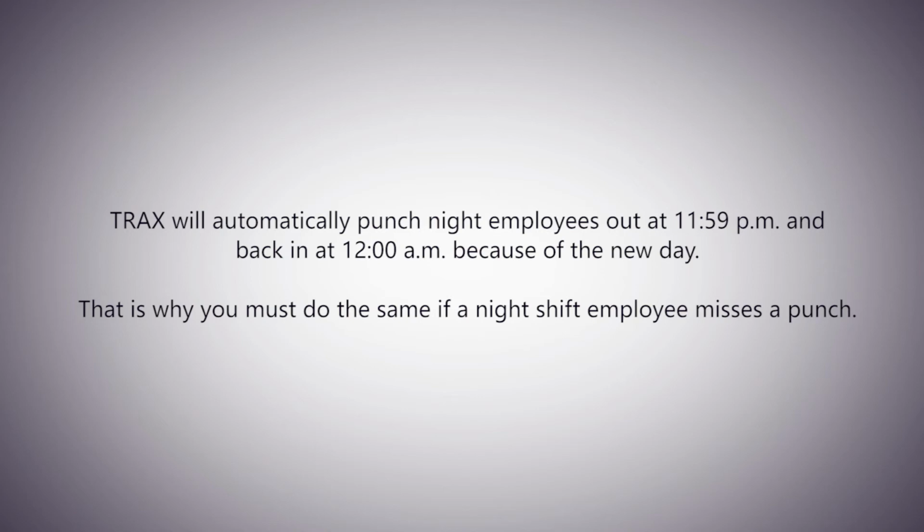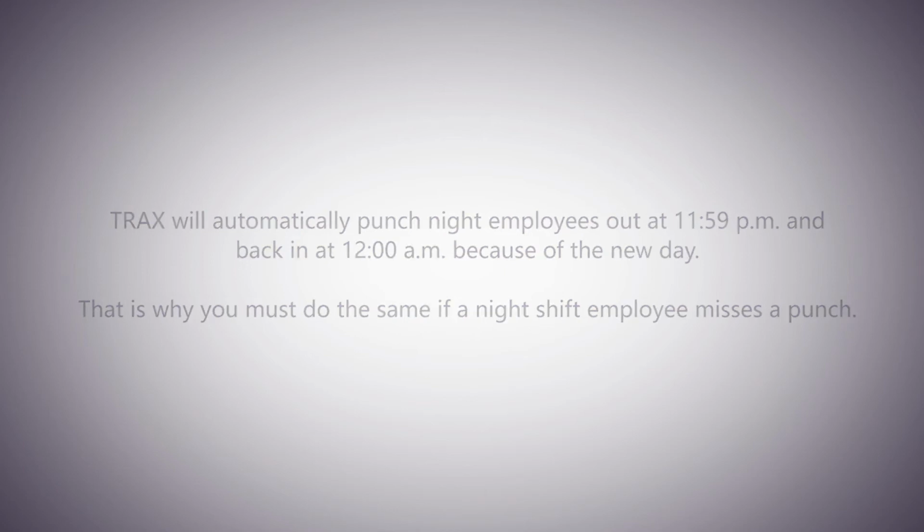If the night employee misses their out punch, you must add their out punch as 11:59 p.m. and then clock them back in at 12 a.m. first. Once those times have been entered, you can add their actual out punch for their shift. TRAX system will automatically punch all night employees out at 11:59 p.m. and then back in at 12 a.m. So if they see these times on their timesheet, it is correct. They will just need to either go to lunch if they don't take a lunch break, or in my day if they punched for a lunch break.